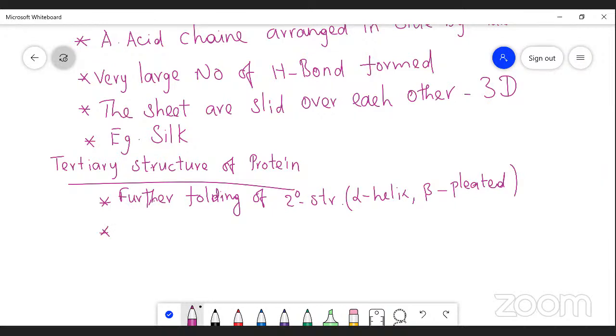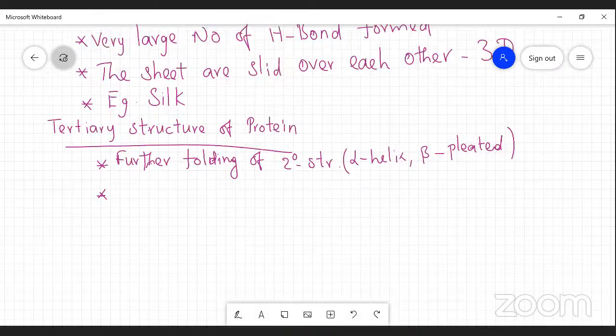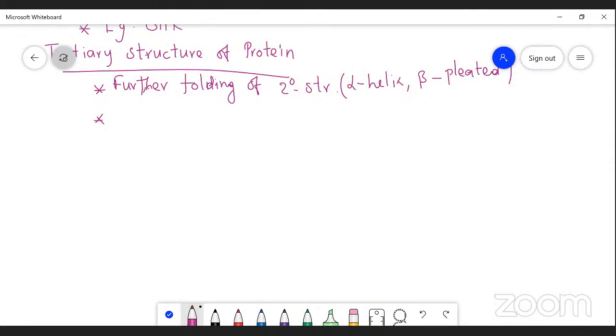In the secondary structure we are taking only the hydrogen bond. Besides hydrogen bonds, there are many forces that act as stabilizers of the tertiary structure. So this tertiary structure is stabilized by, one, hydrogen bonds between CO and NH groups, and the second one, electrostatic interaction.